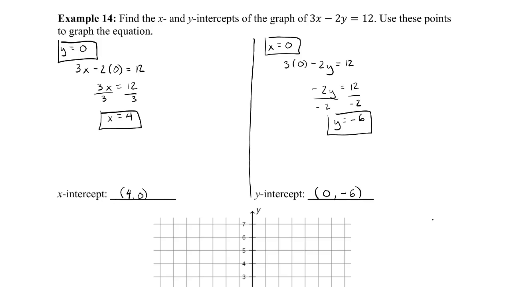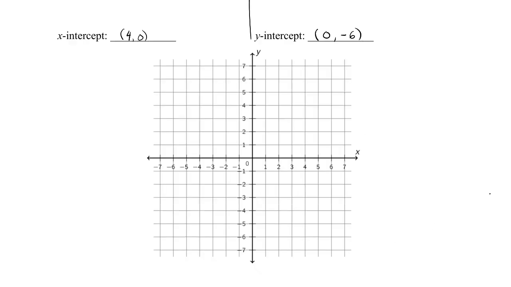And notice that that gives us two solutions to this equation. If we want to graph this equation, we have all the information we need. We know that the point 4, 0 is on this line, and the point 0, negative 6 is on this line. So we can just draw the straight line that goes through those 2 points. And that's the graph of our equation.